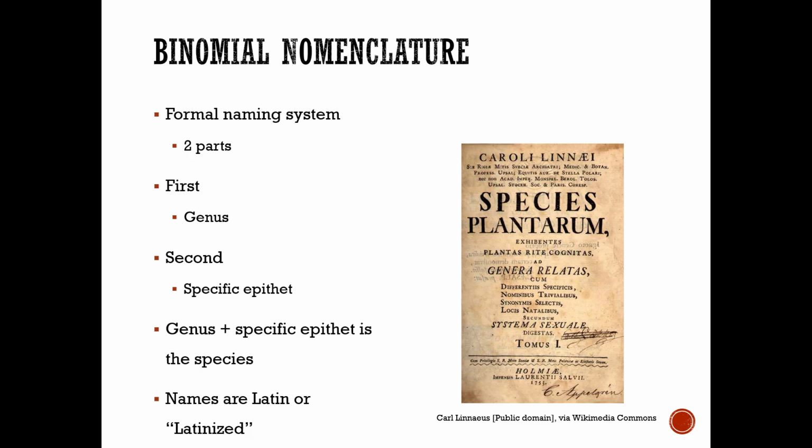So binomial nomenclature. It's a formal naming system, two parts. First, genus, second, specific epithet. Genus plus the specific epithet is the species. Keep this in mind in any future quizzes we do. And then names are Latin or Latinized.